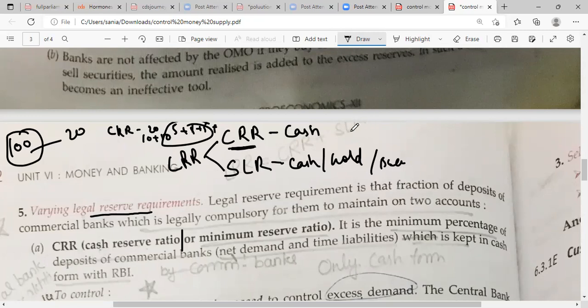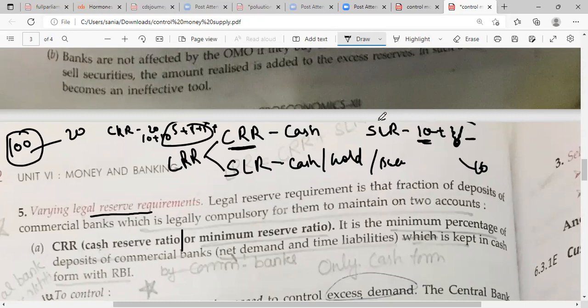But if your LRR is SLR, then for example, you have to keep 20 rupees with me. So what you can do is give me 10 rupees cash and a gold chain. The cost of this gold chain was 10 rupees. So you gave me cash plus a gold object.